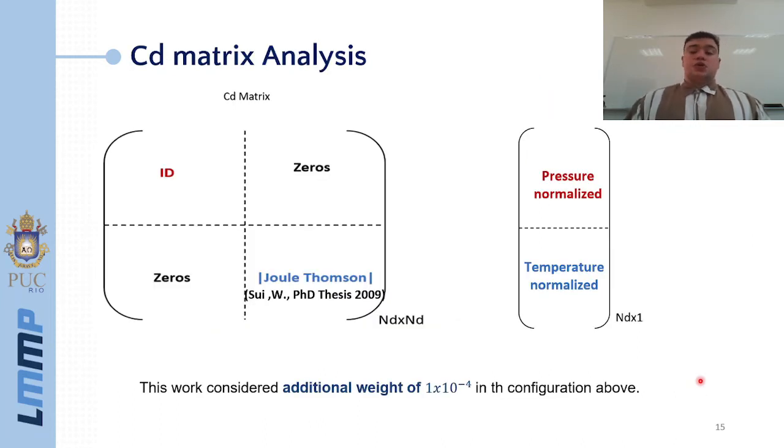The CD matrix used comprised two diagonal blocks associated with each independent observed data. The CD matrix configuration was created based on a thesis that used the Joule-Thomson coefficient to correlate the pressure and the temperature data in the Levenberg-Marquardt method. An additional weight of 10^-4 was also used in this configuration. And because the magnitude of the pressure is much different from the temperature, the observed data were normalized by their respective initial values.